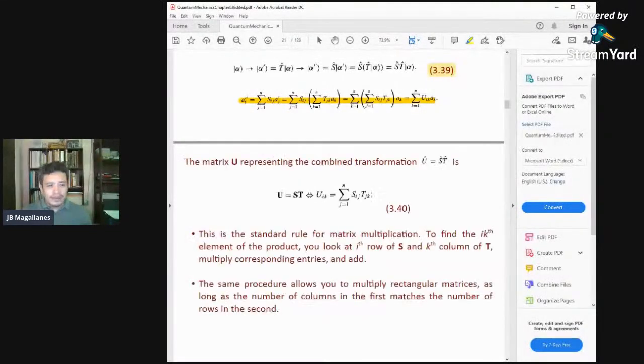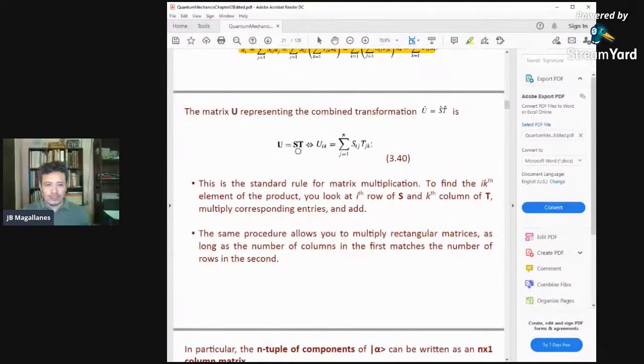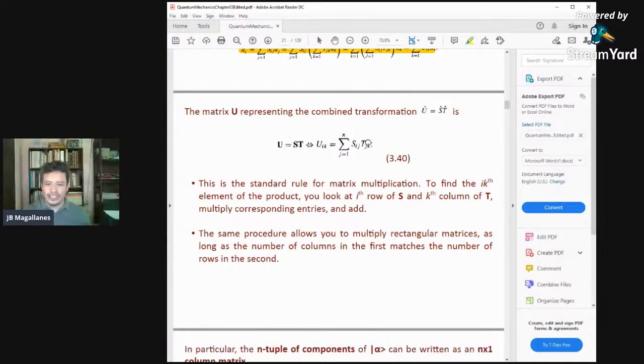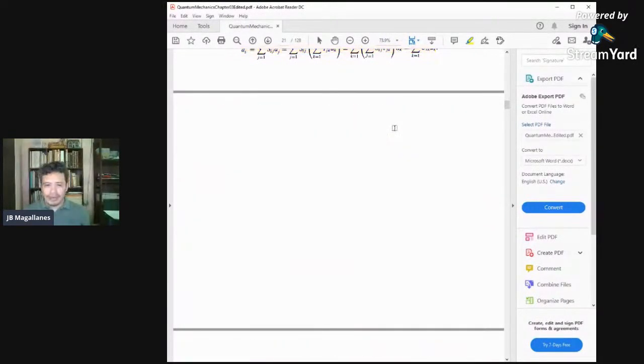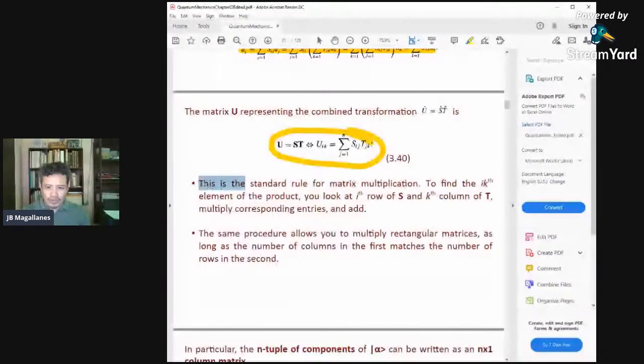We have U representing the product of the two matrices. This is just Uik, and this is just equal to Sij Tjk. This is just the ordinary product of two matrices. So I'm sure that you know how to multiply, or you can just follow this rule. If you want to multiply two matrices, just follow that rule.